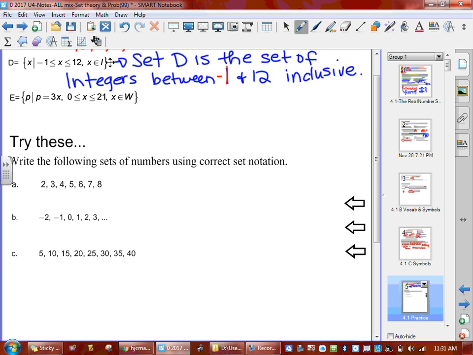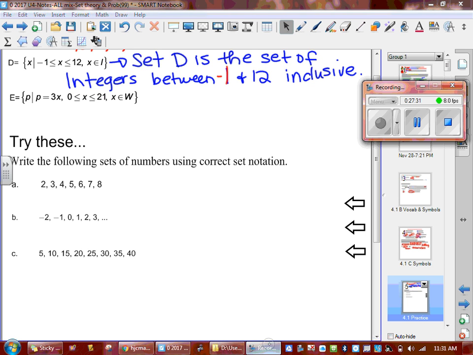Okay? So I'll give you a couple minutes. Try and write down 3 examples on the bottom of the page. Push pause now and play when you're ready.